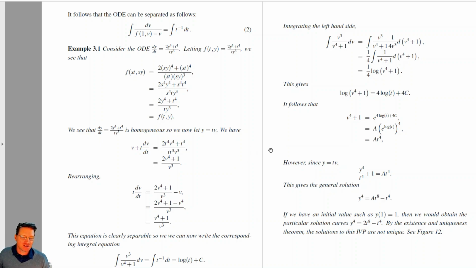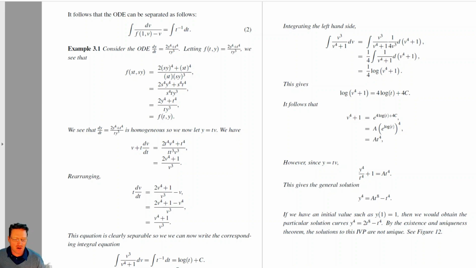So we can rearrange this. We take the v over to the right-hand side, so we have minus v there. Then we can put that all over v cubed to get a common denominator and simplify the result, and we get v to the fourth plus 1 over v cubed. So we've almost completed the separation of variables. What remains is to multiply by the inverse of this on both sides to put it over there with the dv, and to divide both sides by t and multiply by dt.